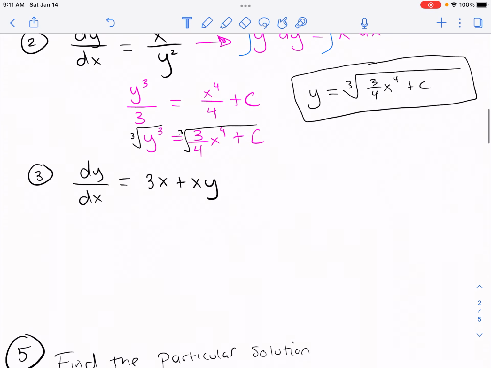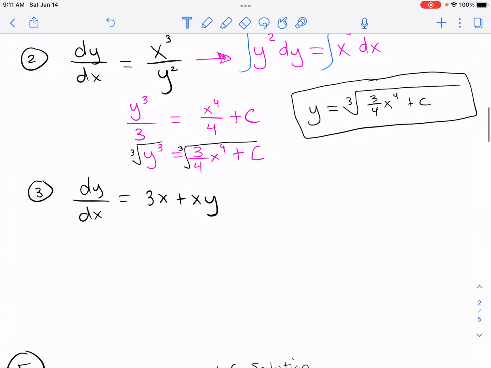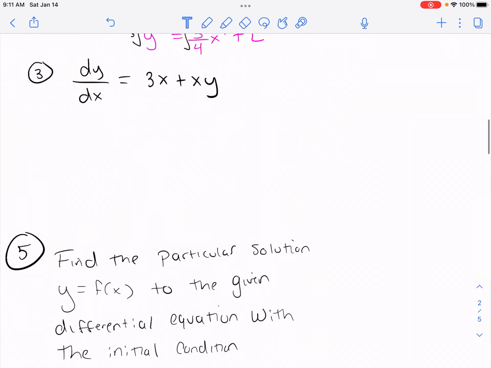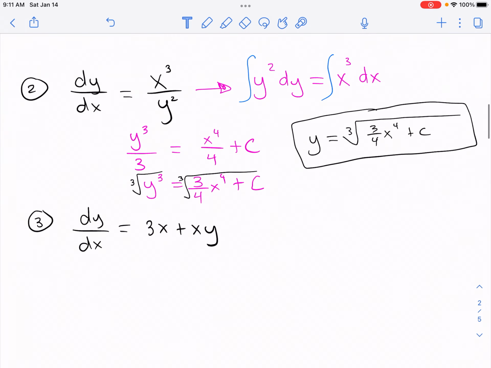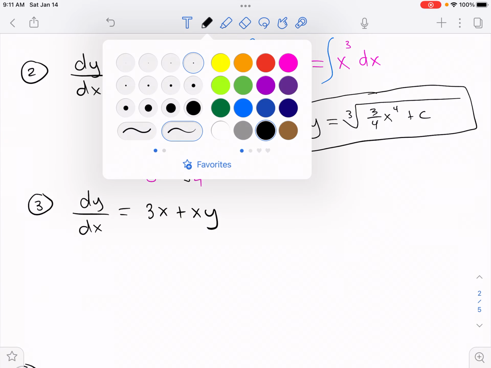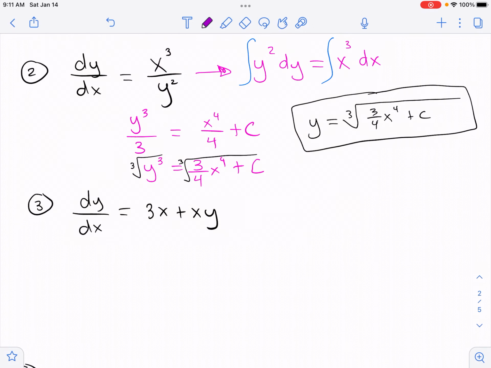All right, and then we've got this last one, and then we're going to do a particular solution. I don't know why I skipped to number 5. I don't know where number 4 went. Anyway, the thing to notice about this one is you've got on the right side x's and y's, but they're kind of tangled up there, right? The only way I could expect you to do this is if they are separable. So these are all called separable differential equations. Ones that aren't separable are beyond the scope of this course.